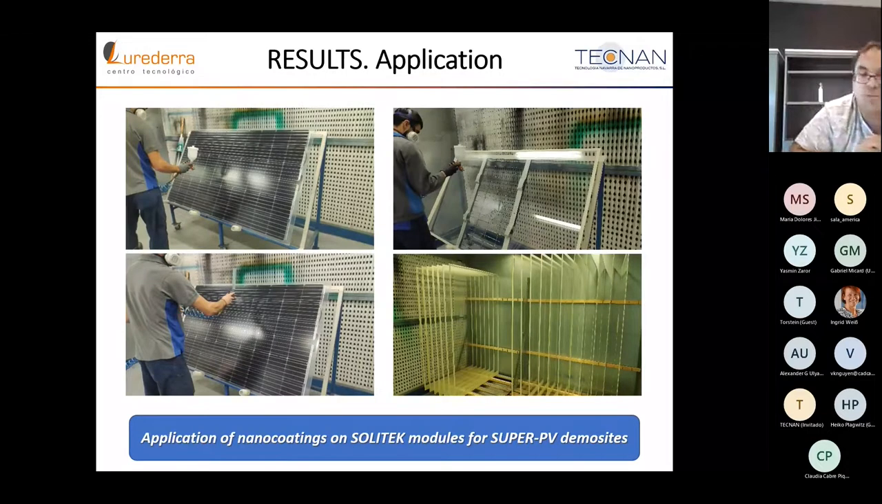So, as we can see in the pictures, the application of the different coatings is very easy. Only a spray gun is needed, and it's a very simple process. Furthermore, the coatings cure at room temperature, so it is possible to apply them in factories when we produce the panel, but also in PV installations that are working in different parts of the world.